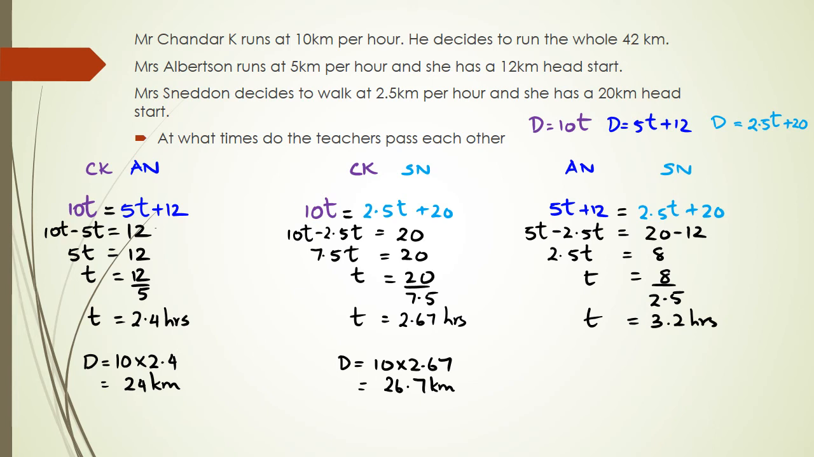Now, we can't use Chandike's equation here because we're not actually using Chandike's equation here. So I'm going to say let's use Albertson's equation. So we're going to get 5 times 3.2 plus 12, which gives us 28 kilometers. So what we can say is for Albertson and Snedden, Albertson passes Snedden at 3.2 hours and after 28 kilometers. Okay, so this is the simultaneous equation part of the linear algebra, folks. All right, so let's go to the last question.